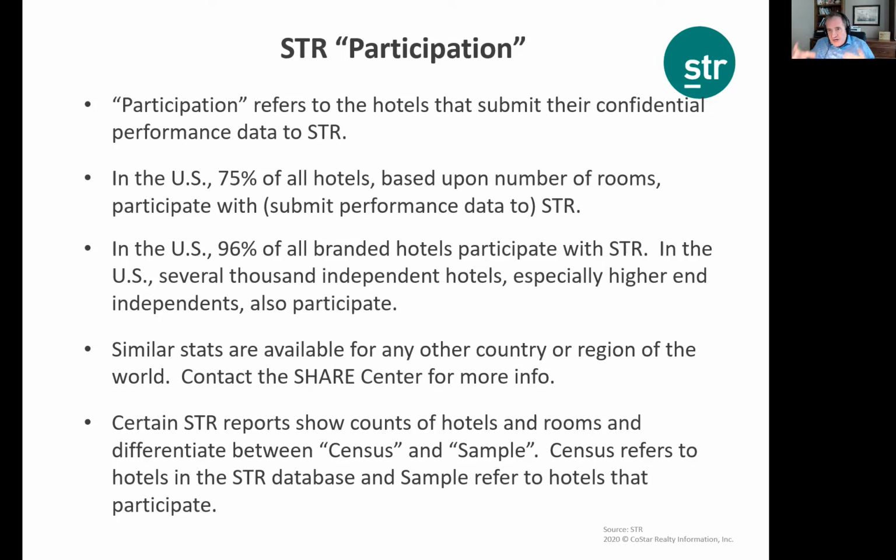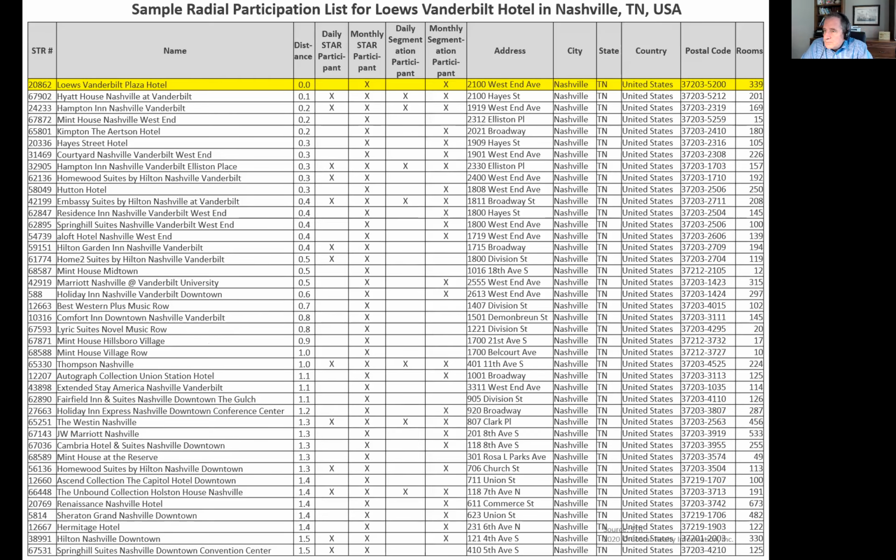Certain reports that STR generates will have columns that give counts of hotels and the corresponding rooms by census and sample. Census refers to the hotels that are in our database. That's a big database, close to 250,000 hotels. Sample refers to the hotels that participate, nearly 70,000 hotels. That's the difference, and that's optional. You won't need that for the exam.